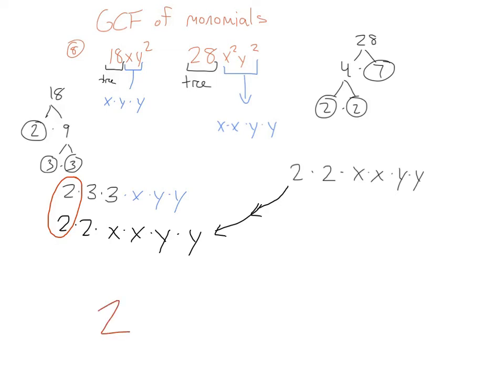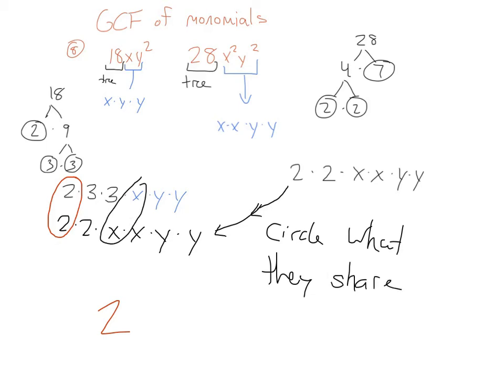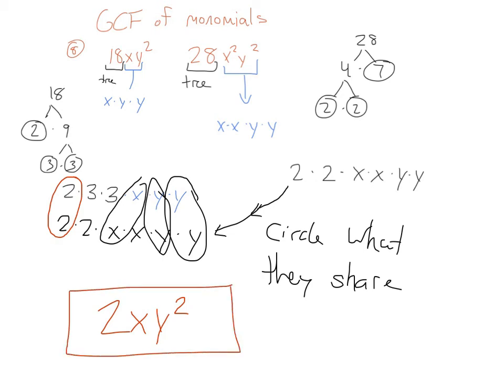Now how about the variables? Well, again, we're going to circle what they share. Okay, they both have an x to give. So there's part of our answer, an x. They both have a y to give. So there's another part of our answer, a y. And they have another y to give. So there's another part of our answer. And instead of writing y y, how should I probably write that? Well, let's write that y squared. Okay? That's all they share, and you are done. That is how you find the greatest common factor of two monomials that have variables in them.